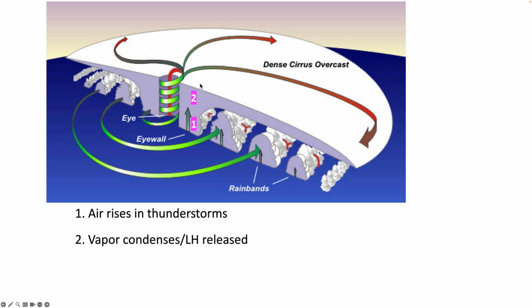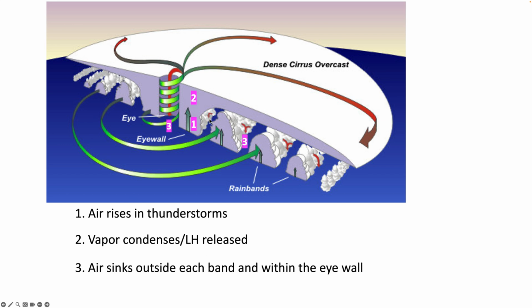Then you get condensation and latent heat release. And again, I'm just showing this in the eye wall, but I could put a 2 in each one of these rain bands as we move out from the eye wall. And again, you get latent heat release wherever you get this upward motion and condensation.